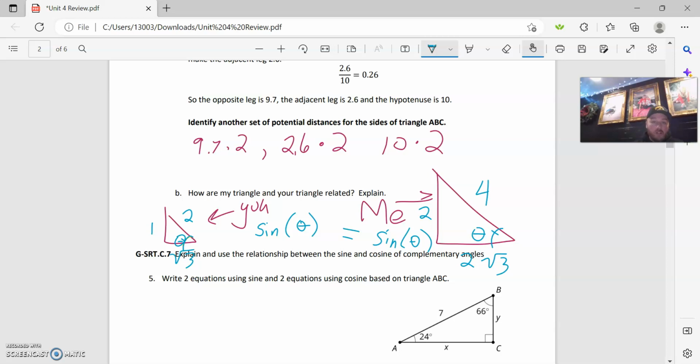Going back to the original question, how are they related? If I took sine of theta for you, that's 1 over 2, opposite over hypotenuse. For me, that is 2 over 4, which equals 1/2. And that wouldn't change for any size of triangle as long as they are similar. I would get that same ratio.